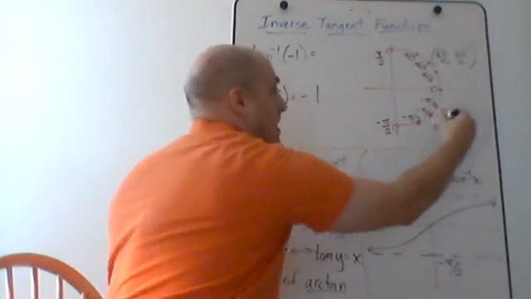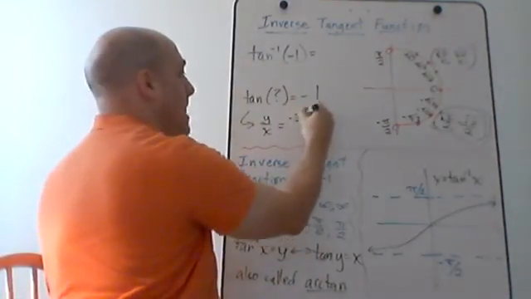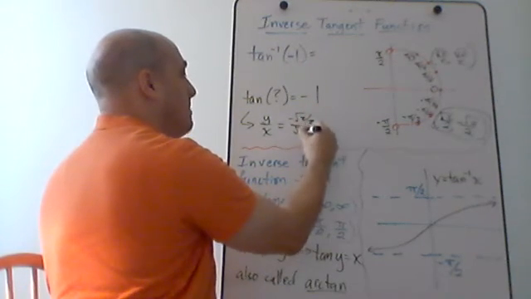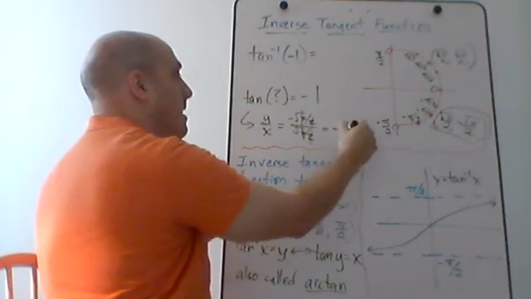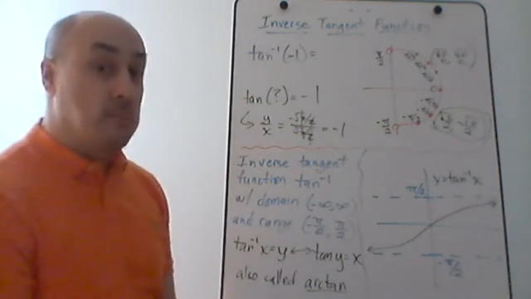So I'm going to take this point here. My y is negative root 2 over 2. My x is positive root 2 over 2. The halves cancel out, the square roots cancel out, and I just get negative 1. That's what I'm looking for.